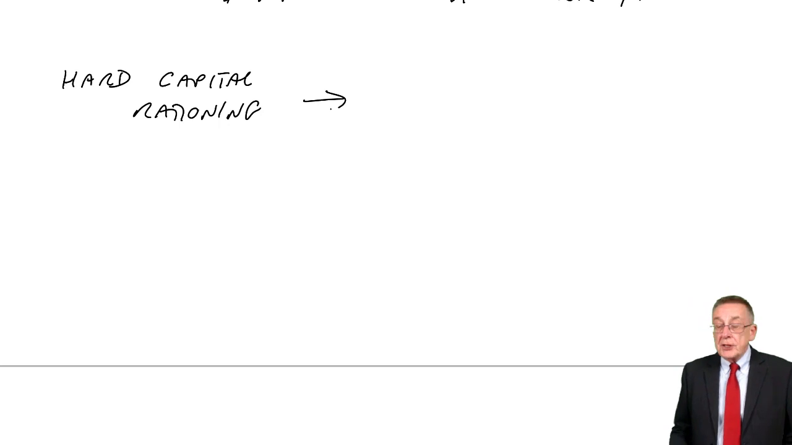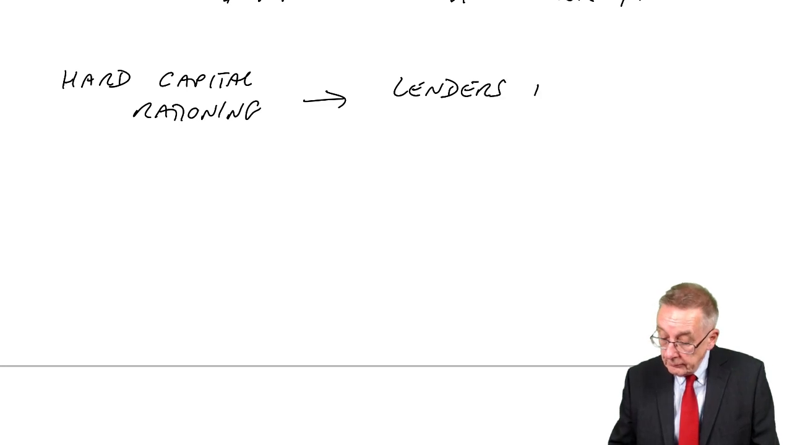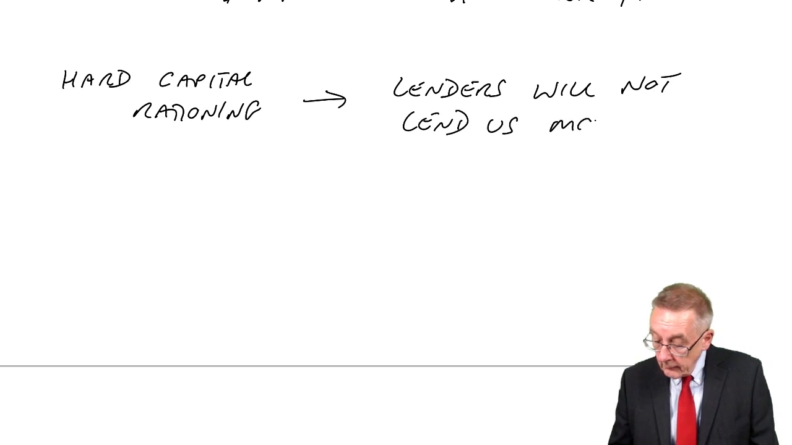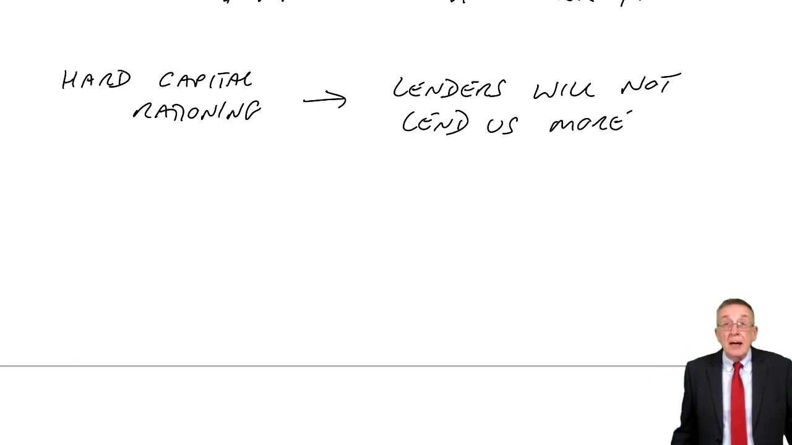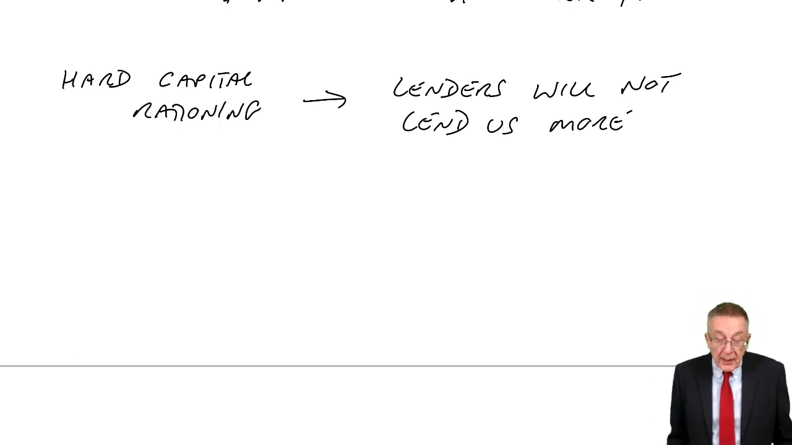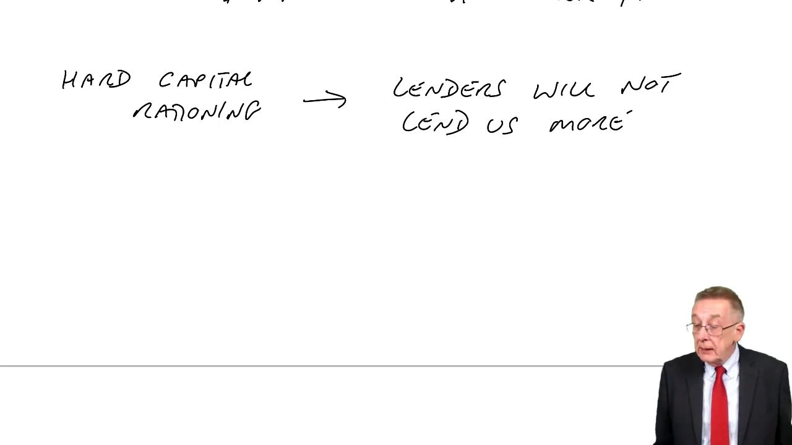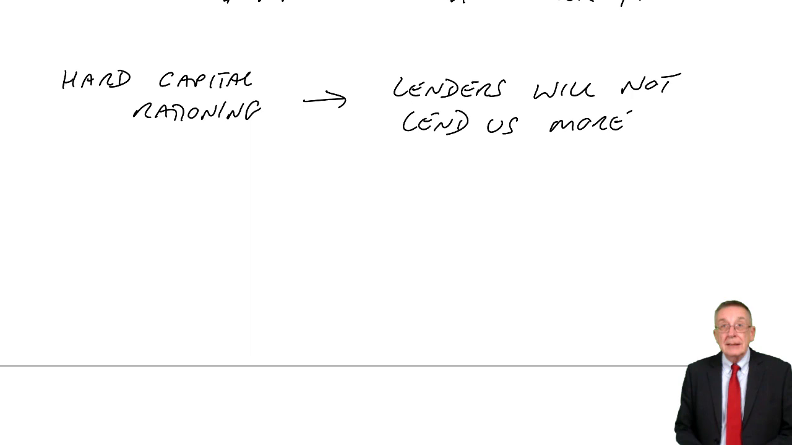And hard capital rationing is a situation where lenders will not lend us anymore. You know, clearly there's a limit to how much any company is going to be able to borrow. And if the most we can borrow is 1,600, fine. That's hard capital rationing.